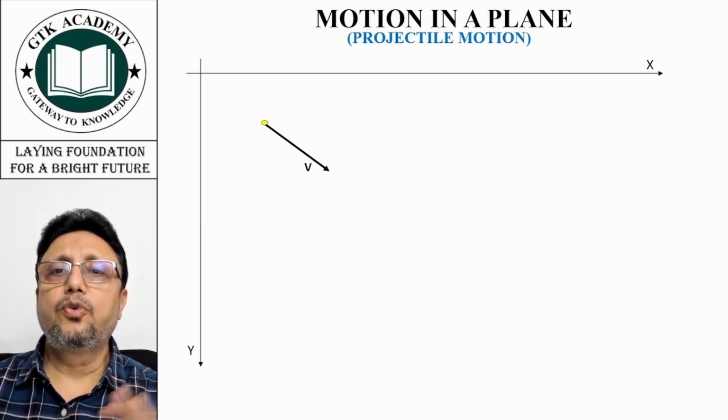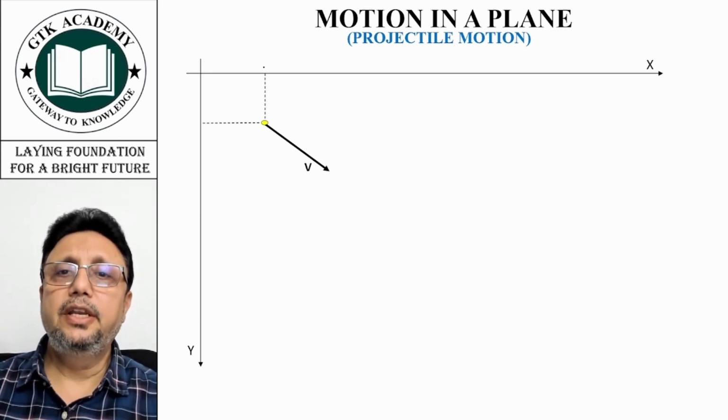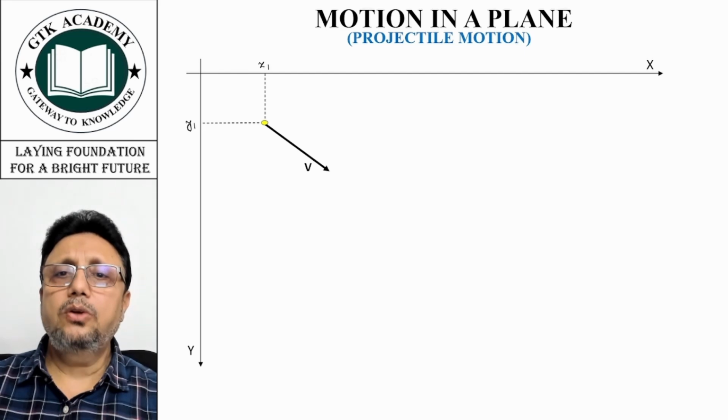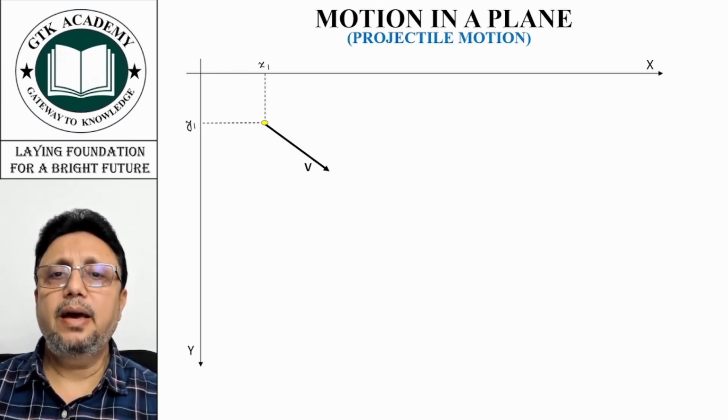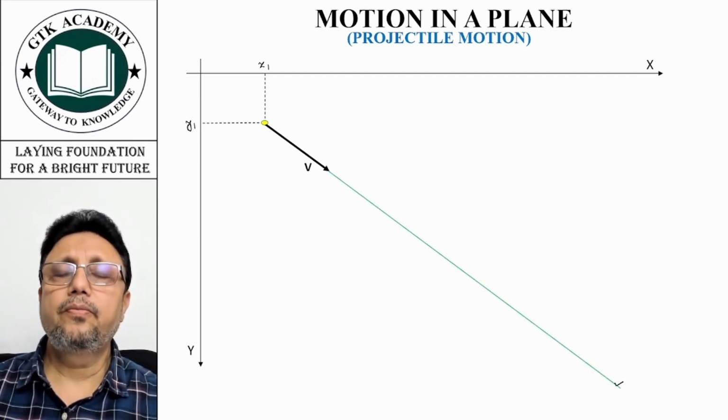Now suppose this force is not there, and this is the position initially at time t1, say x1 and y1 are the coordinates. Now since there is no force, what will happen? The body is going to follow a straight line path shown in this green color.